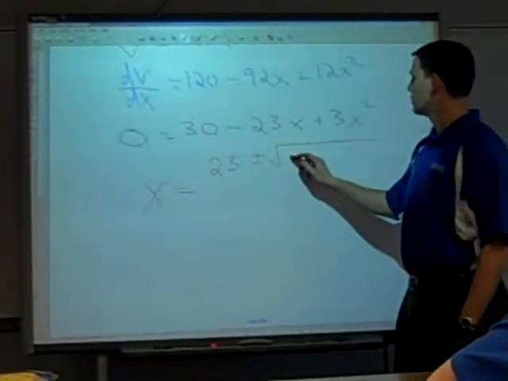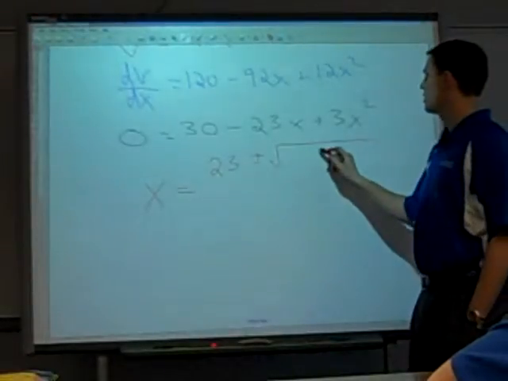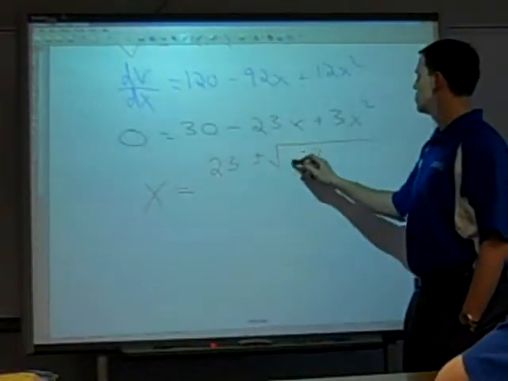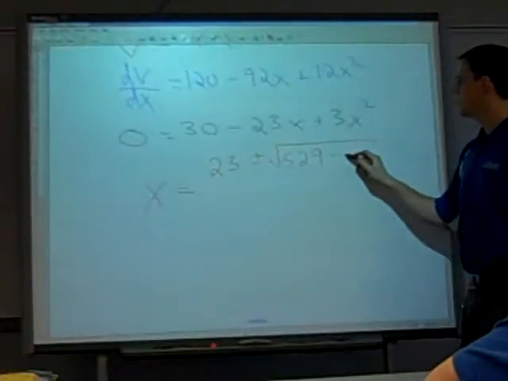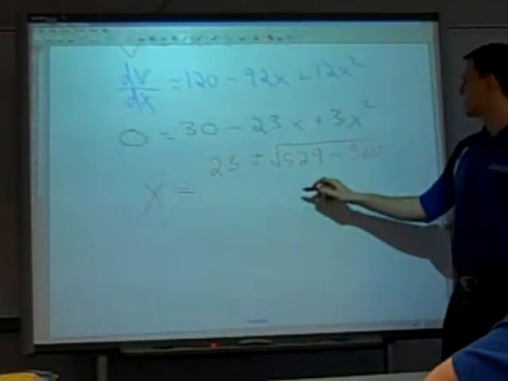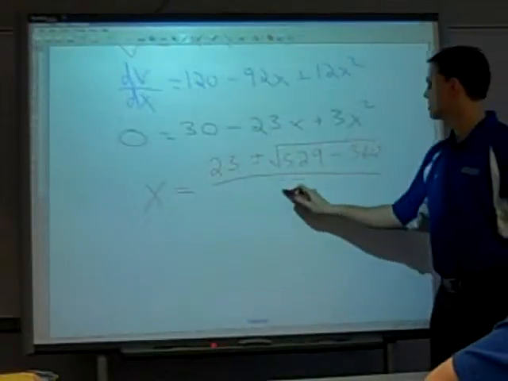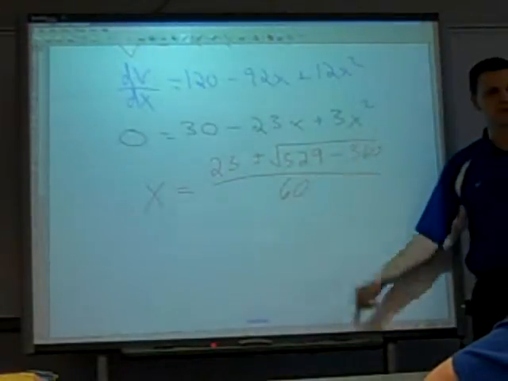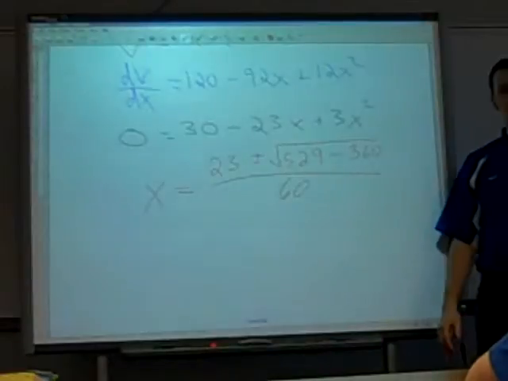23 plus or minus the square root of b squared, so 23 squared, that's 529, minus 360, all over 6. I think that's right? 23 squared, someone check? Yeah.